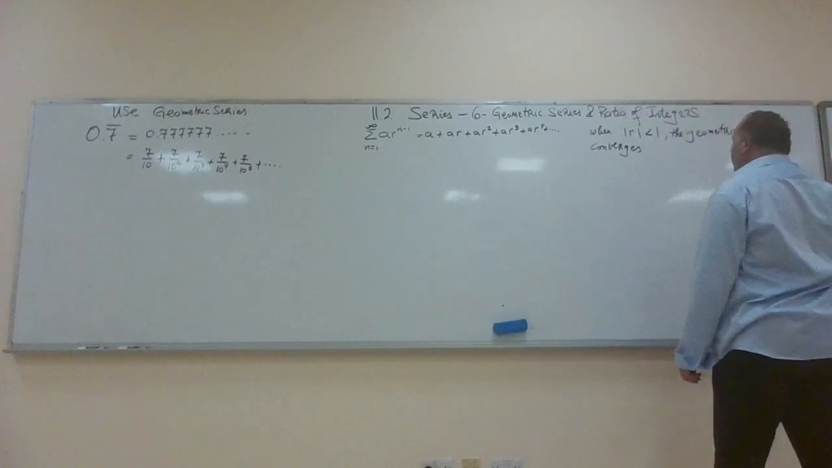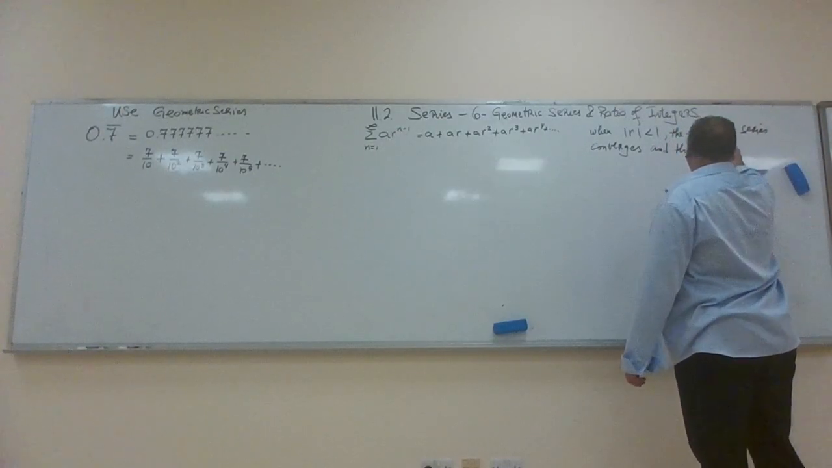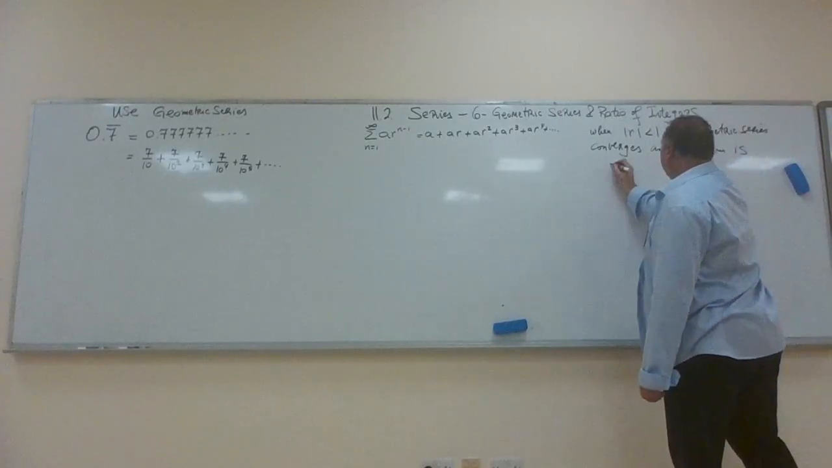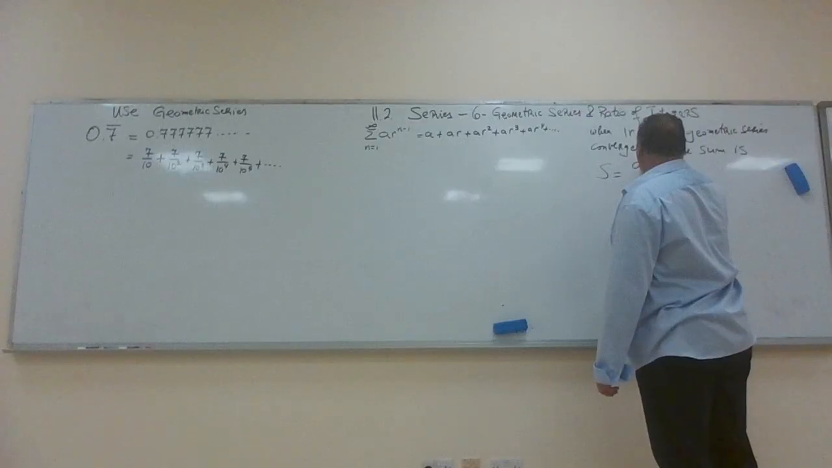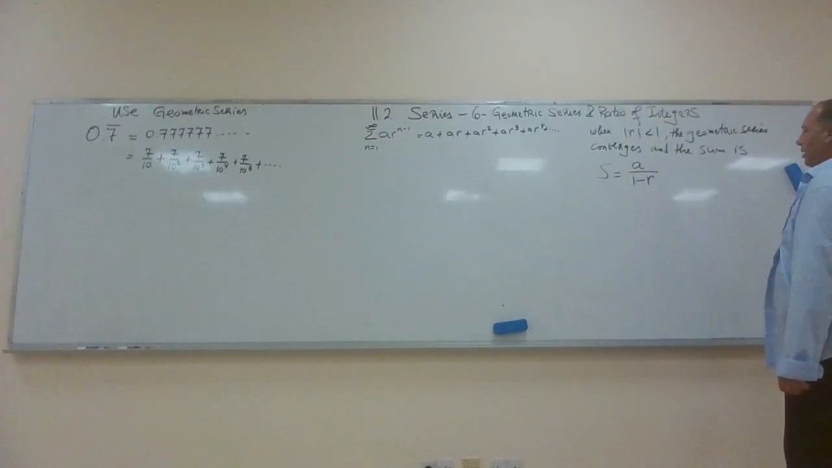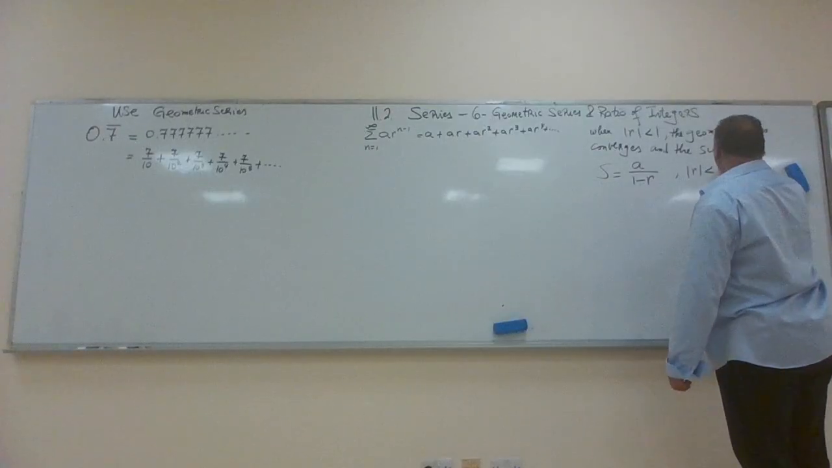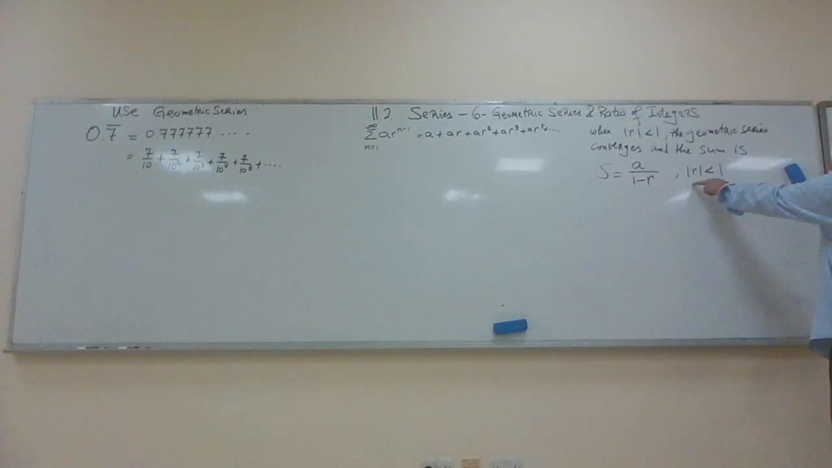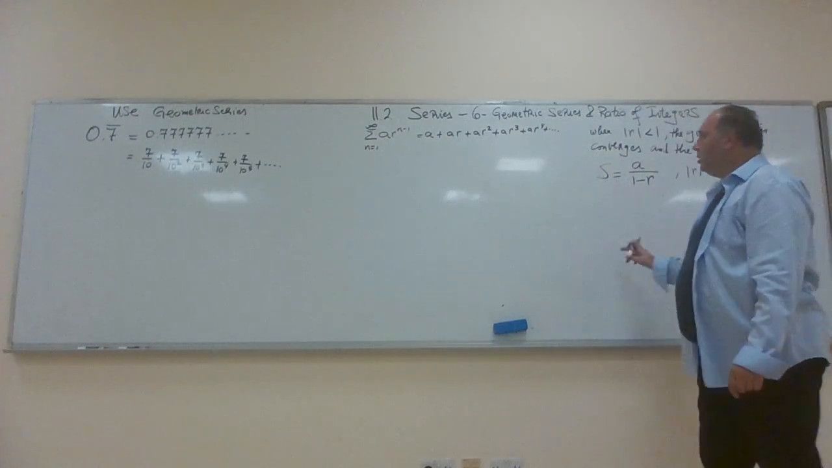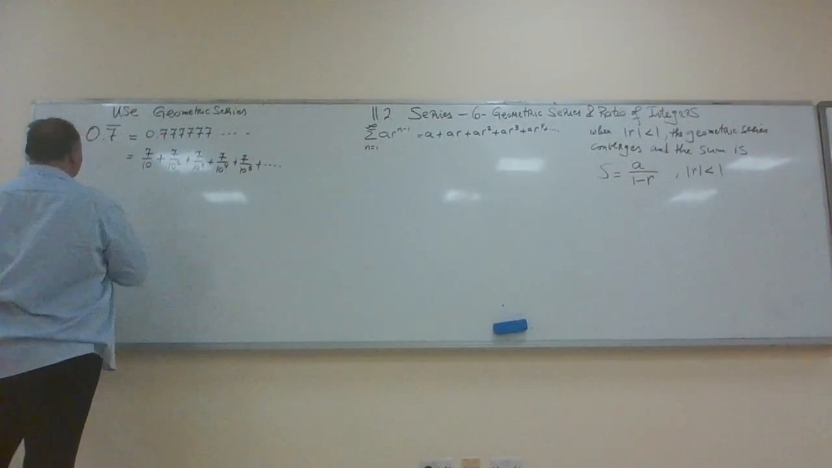So it converges, and the sum is given by a formula A, that's why we need to identify it, divided by 1 minus R. Here obviously R is smaller than 1. If R is bigger than 1, the series is divergent. So here we need to identify A.